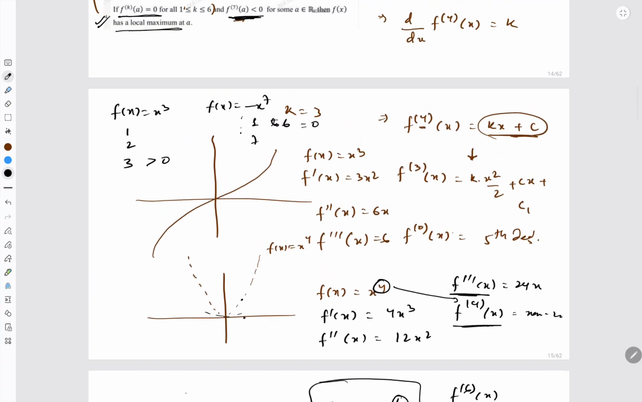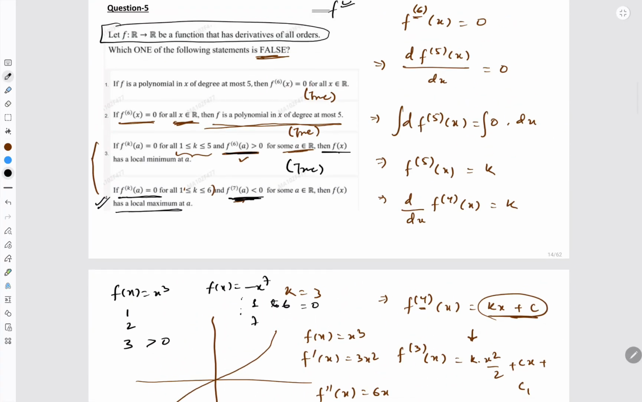So for this I pointed out a counter example, right? I can take a function whose derivative exists, obviously, but this is not true. So this is false directly. So that is also a way you can mark option 4 as the correct option.